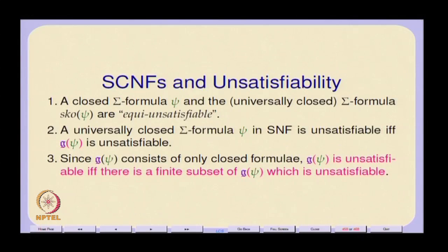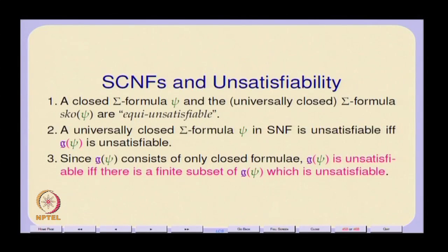If that set is unsatisfiable, then your original formula psi is unsatisfiable, right. So, since g of psi consists of only closed formulae, g of psi is unsatisfiable if and only if there is a finite subset of g of psi which is unsatisfiable. So, everything falls in place.